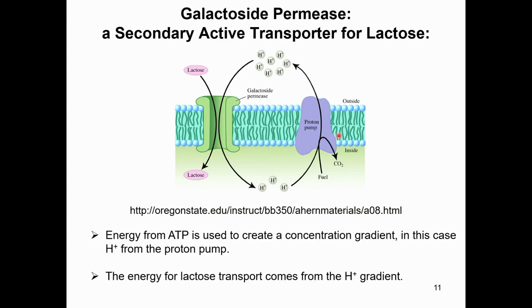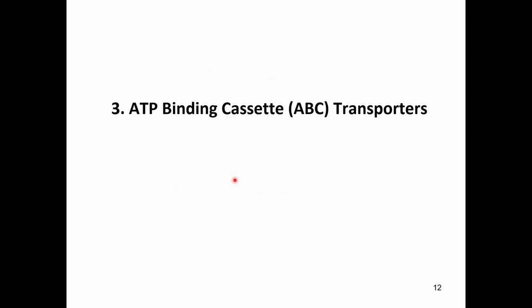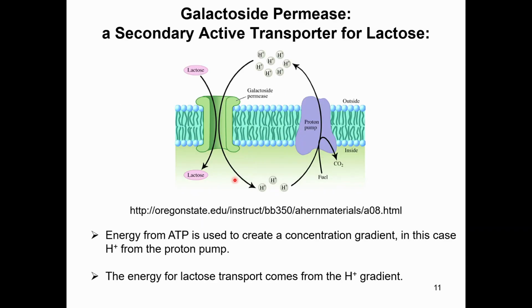But ultimately, ATP is used to create the concentration gradient, which is then required for the transport activity of this transporter for lactose. So it's kind of like a cooperative pair of proteins, right? One makes the driving force and one does the transport.